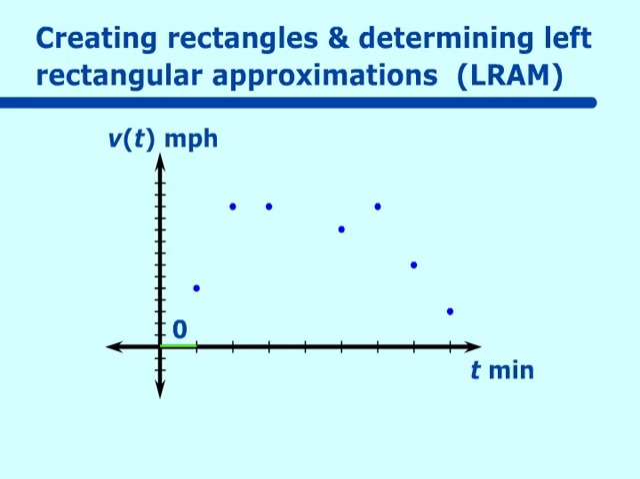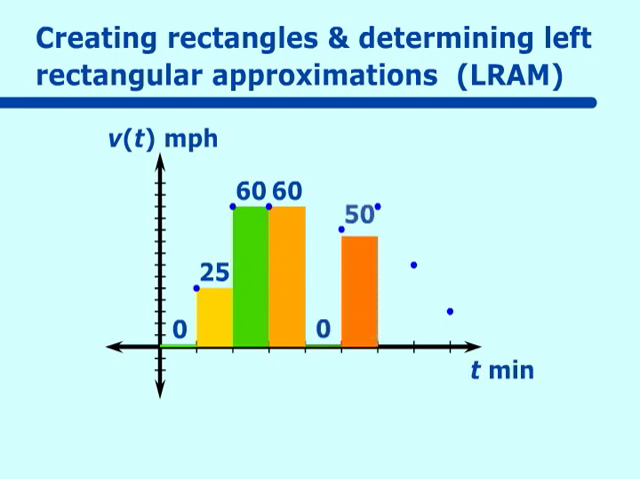The second one, I was going about 25 miles an hour, so that height is around 25. The third time I measured, I was going 60 miles an hour, so I have a height of 60 on this rectangle. The next time I measured, I was going 60 miles an hour, so I have that height. And then I slowed down to 0 miles per hour, so that's a zero. Back up to 50, so that one has a height of 50. The next one has a height of 60 miles per hour. The next one is 35 miles per hour. And that creates our last rectangle. So this point here is not used at all when we are doing LRAMs.